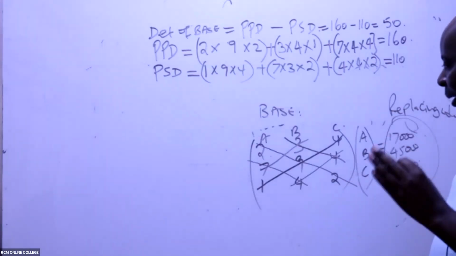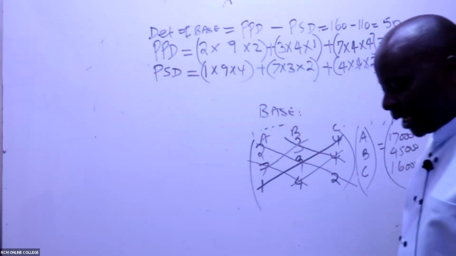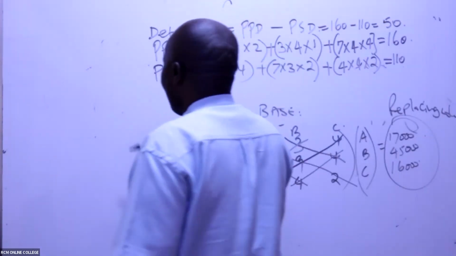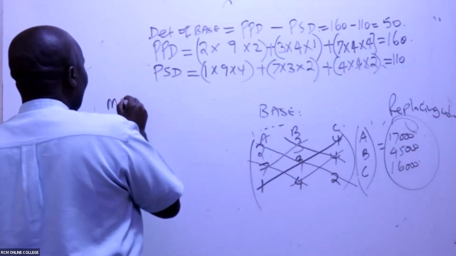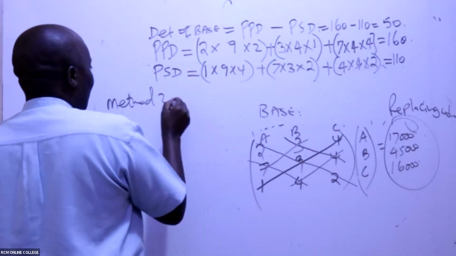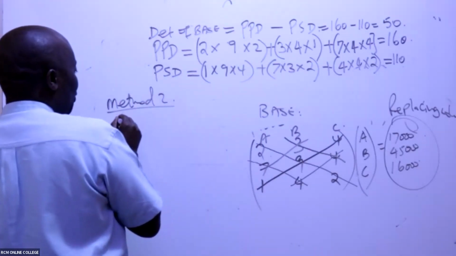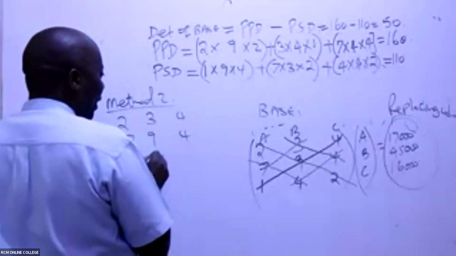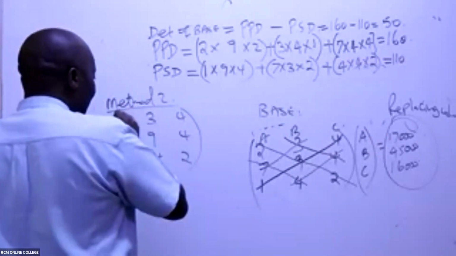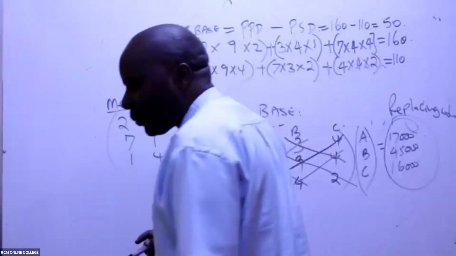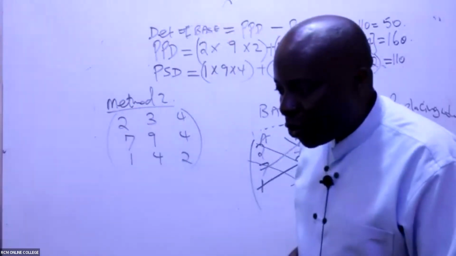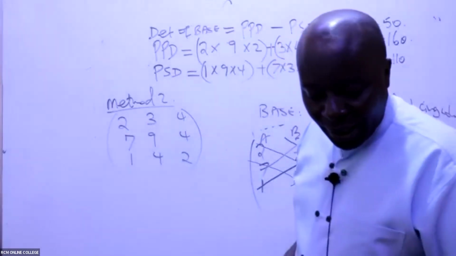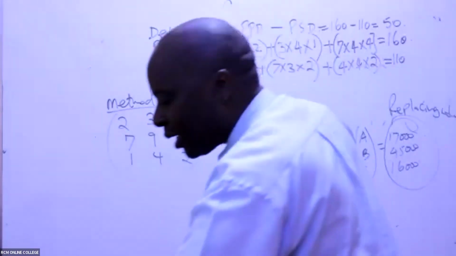Write method number 2. Method 2. Right there, method number 2. So we have 2, 3, 4. We have 7, 9, 4. We have 1, 4, 2 like that. Right there, method number 2. So this method number 2, I will be able to repeat, Gatweri.